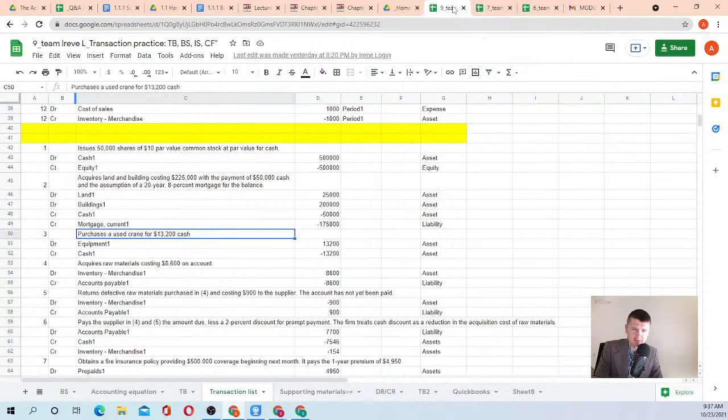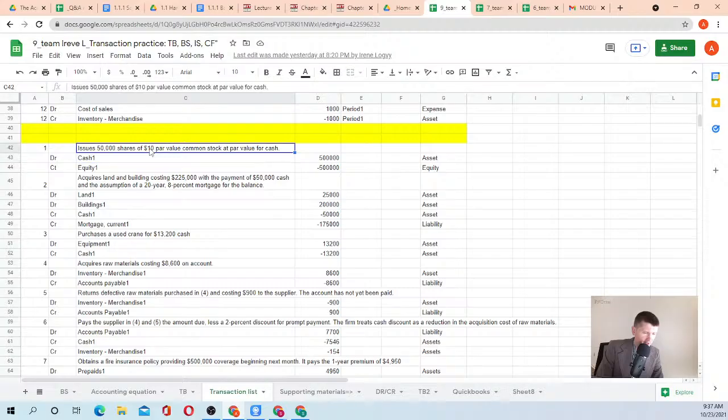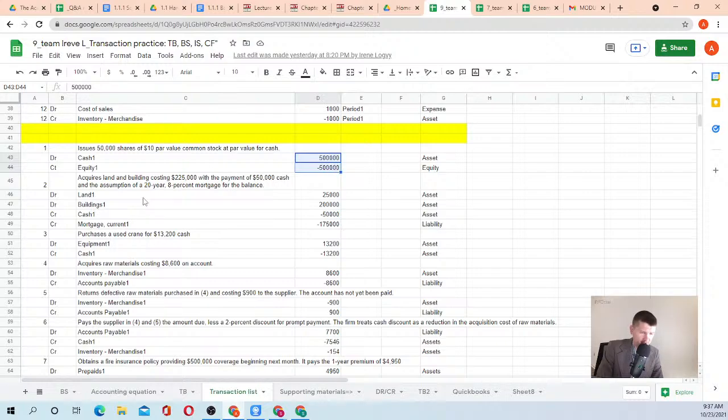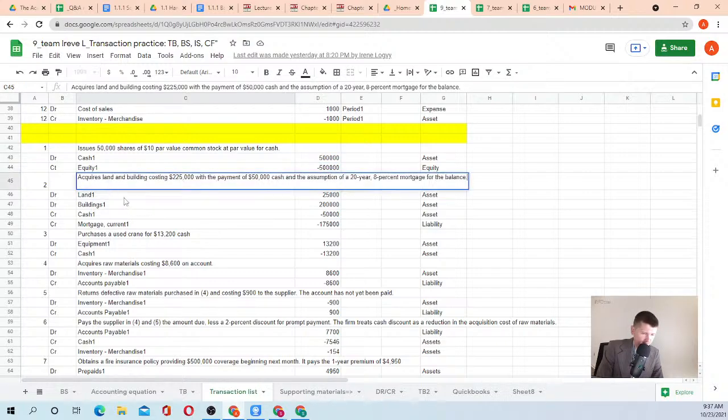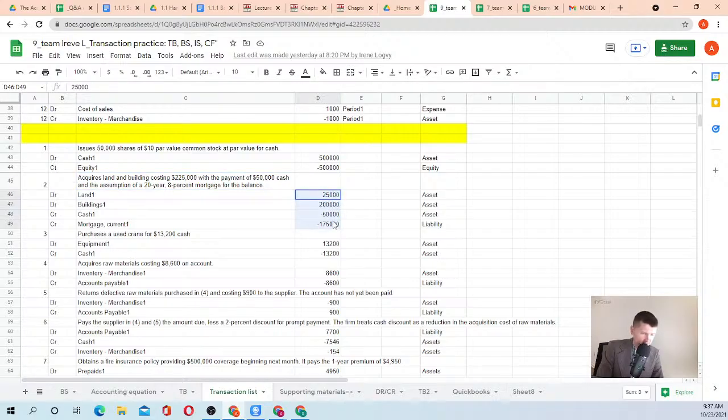Okay, here we have Irene. 50,000 shares at $10 par value, $500,000 cash, $500,000 equity. Everything is right here. Land and building $225,000 with cash and assumption of the mortgage. That part is also right, and you see we separated land from the building here.